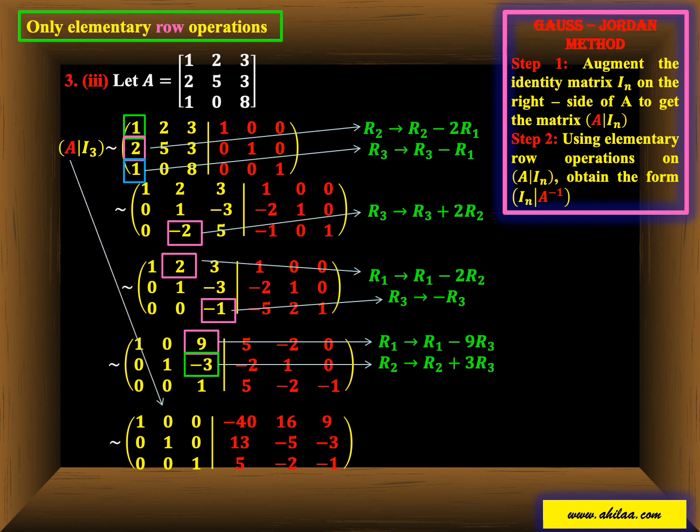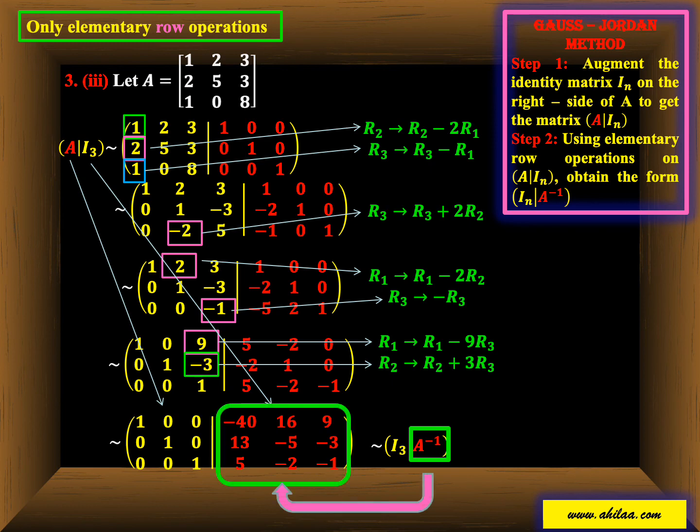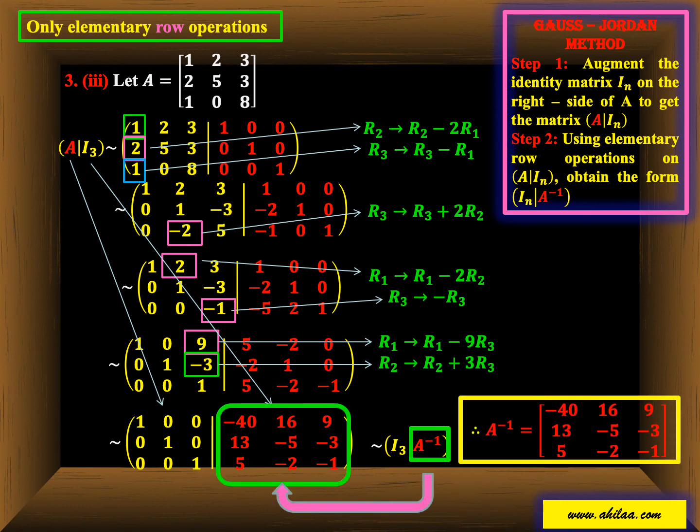Now instead of A we have got I3, and instead of I3 we reach at another matrix. Okay. So this is the corresponding transformed form, I3 bar A inverse. From this we get the matrix A inverse, which is minus 40, 16, 9, 13, minus 5, minus 3, 5, minus 2, minus 1. Understood? Very good.